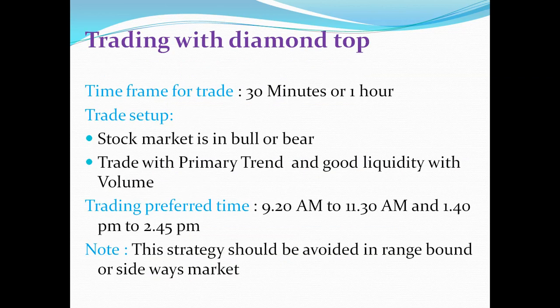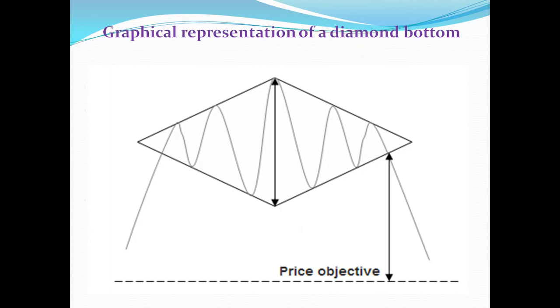The pattern is called diamond top. So you can see the diamond top pattern. This is the diamond top pattern. This is a kind of diamond. You see, the pattern is forming a diamond, and after breaking the resistance line, the stock is going into a downtrend.